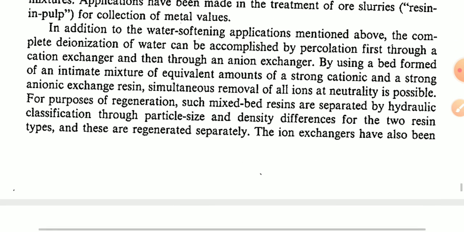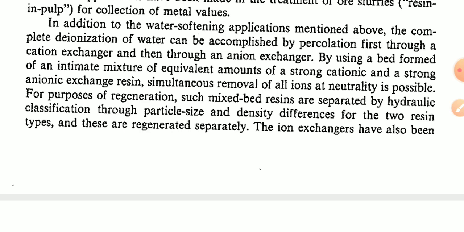In addition to the water softening applications mentioned above, the complete deionization of water can be accomplished by percolation first through a cation exchanger and then through an anion exchanger, by using a bed form of an intimate mixture of equivalent amounts of a strong cationic and a strong anionic exchange resin, for simultaneous removal of all ions and neutrals is possible.